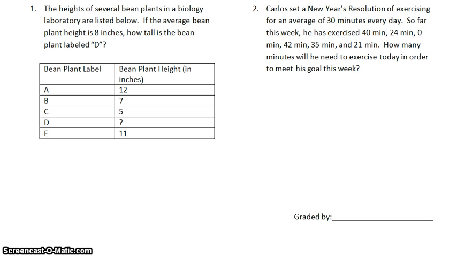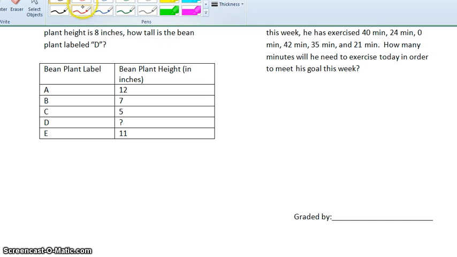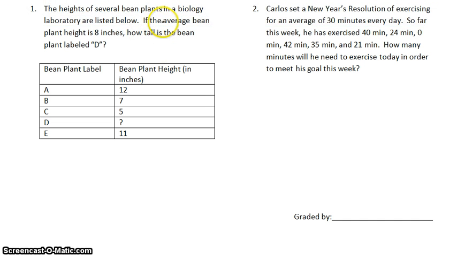So think about what that question is asking. First, it says the average bean height is 8 inches. We know the average, but we don't know how tall bean plant D is. We're looking for this value right here when the average of these heights is equal to 8.